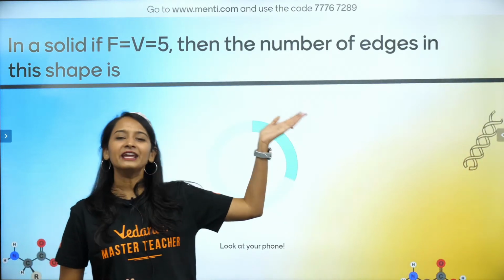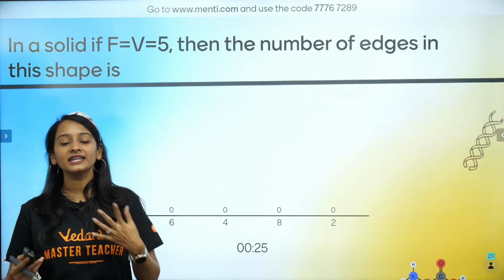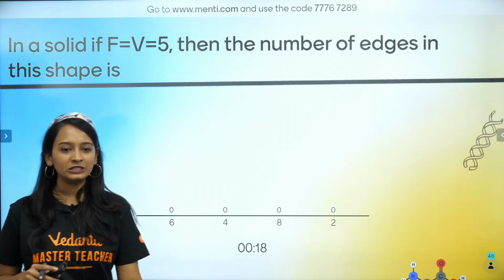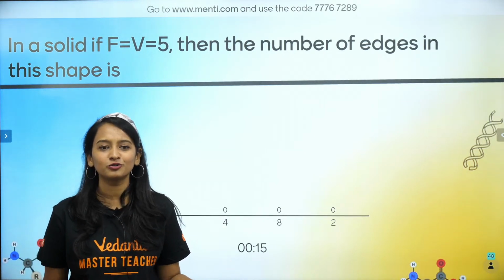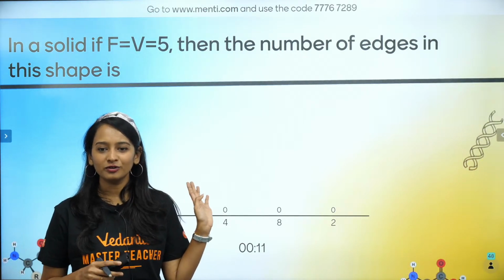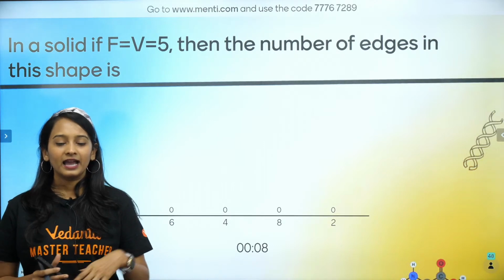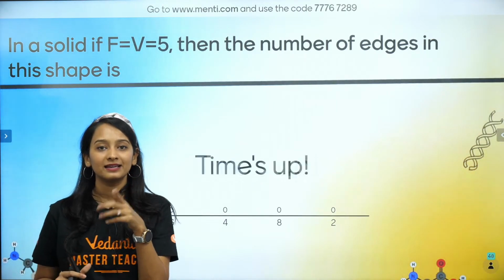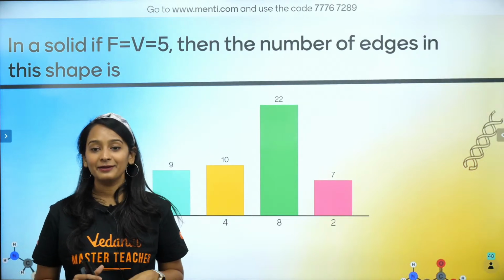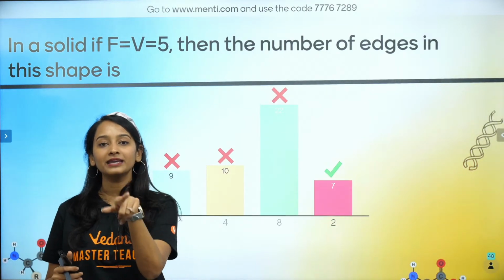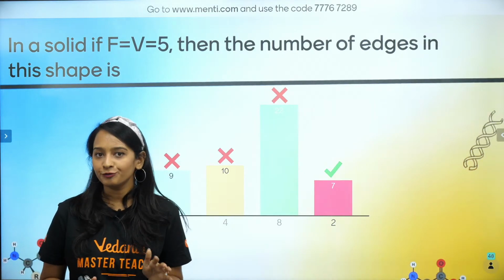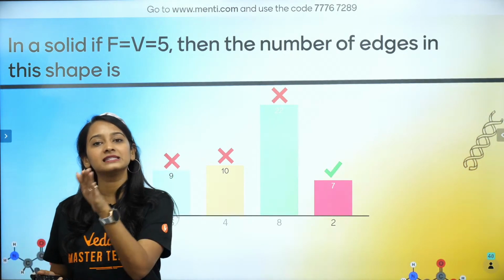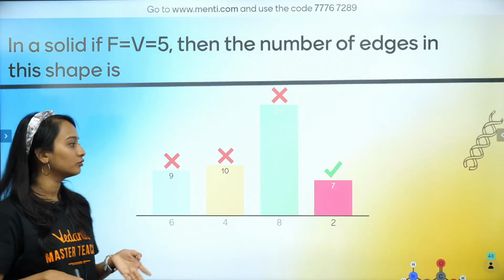What do I do now? In a solid, if faces is equal to vertices and is equal to 5, then the number of edges would be what? And remember, it is a polyhedron. Guys, in the formula, F plus V minus E. My brain is also not working right now. Anyways, so here what do we have? F plus V minus E is equal to 2. So F and V are already equal to 5. You have to find the number of edges, right? So 5 plus 5 is 10. 10 minus E is equal to 2. So your E is equal to 10 minus 2, which has to be 8.